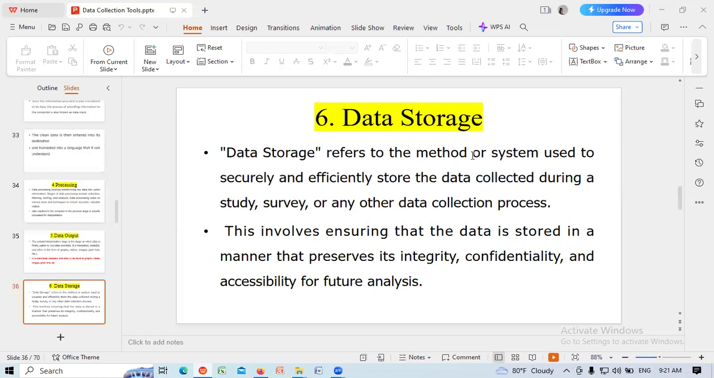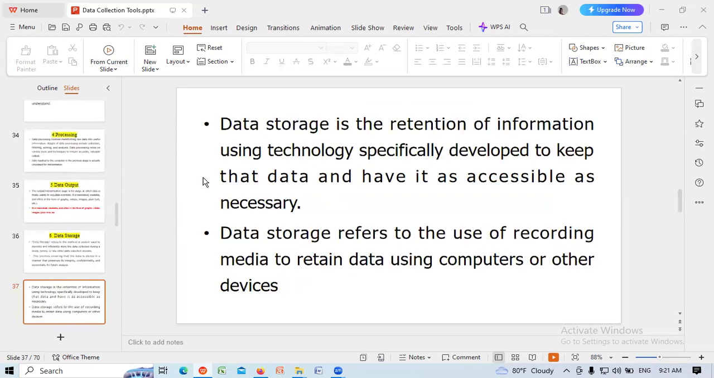Data storage refers to the methods or systems used to securely and efficiently store the data collected during a study, survey, and other data collection processes. This involves ensuring that data is stored in a manner that preserves integrity, confidentiality, and accessibility for future analysis. Data storage is the retention of information using technology specially developed to keep the data and have it accessible as necessary.